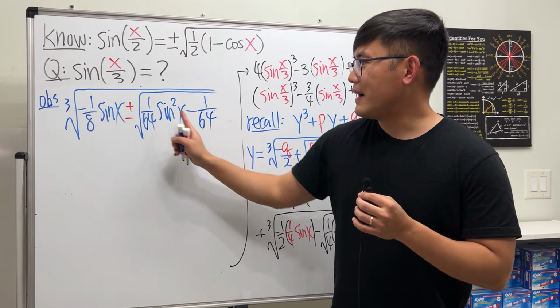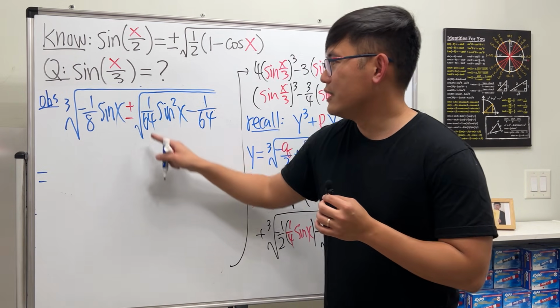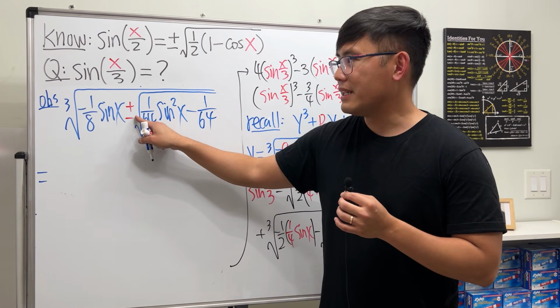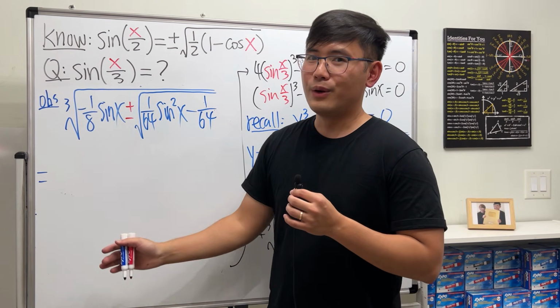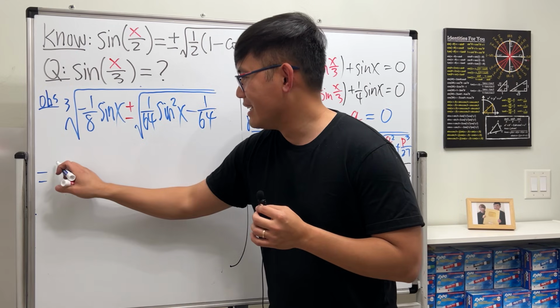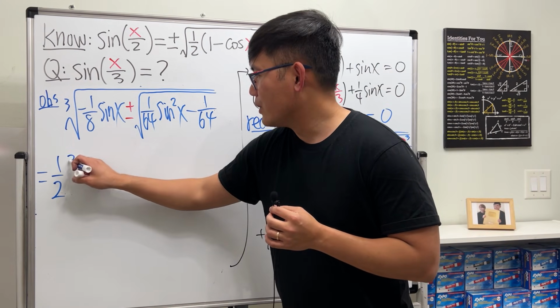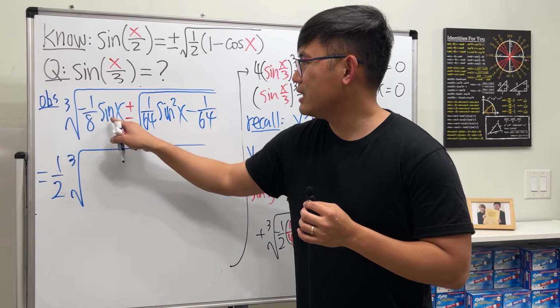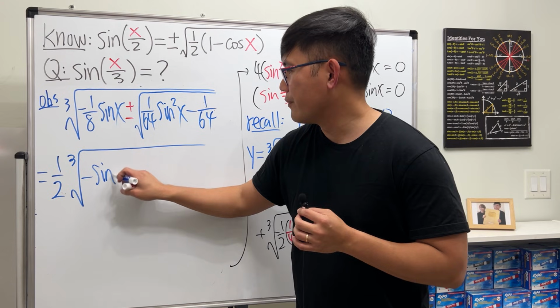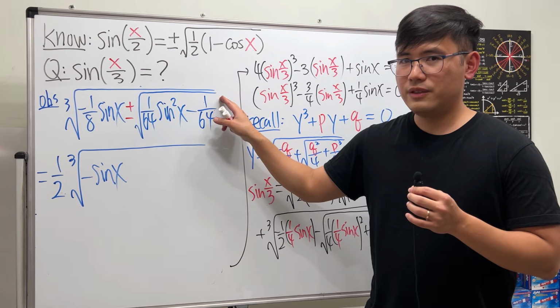As you can see, we can factor out a 1 over 64 right here, and that will just give us 1 over 8. In fact, both of them will have the 1 over 8, so we can factor that out all the way to the front of the cube root. All in all, we get the 1/2. Then we focus on the cube root. Here we have negative sine x. And then we took care of the 1 over 64 already.